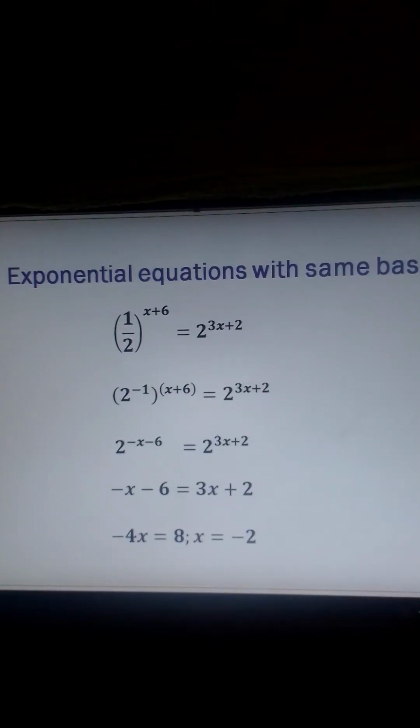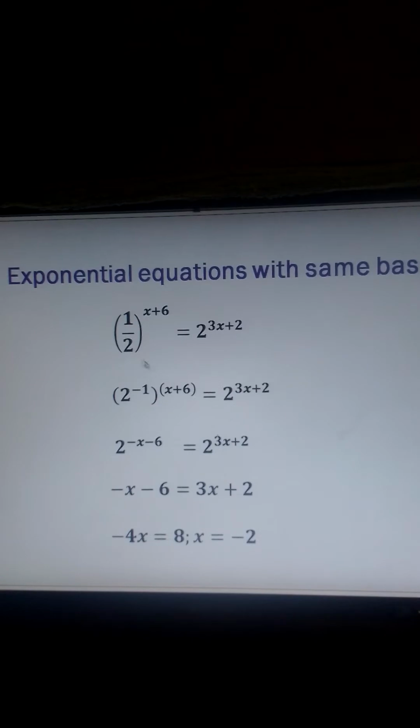Welcome to Samuel Academy. In this video, I want to explain how to solve exponential equations with the same base and also with different bases. We have this example: half raised to x plus 6 is equal to 2 raised to 3x plus 2.